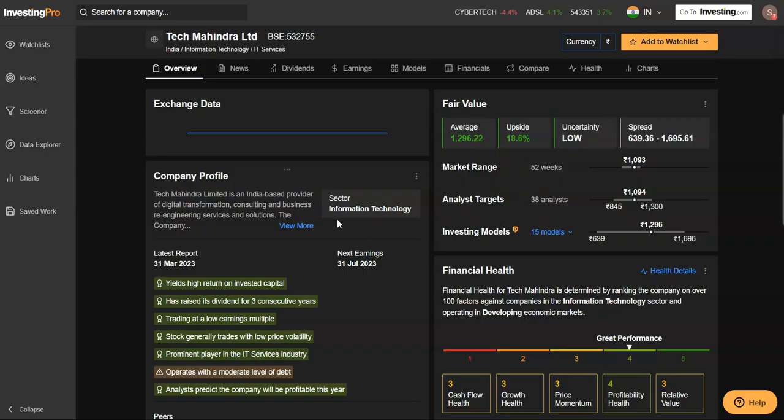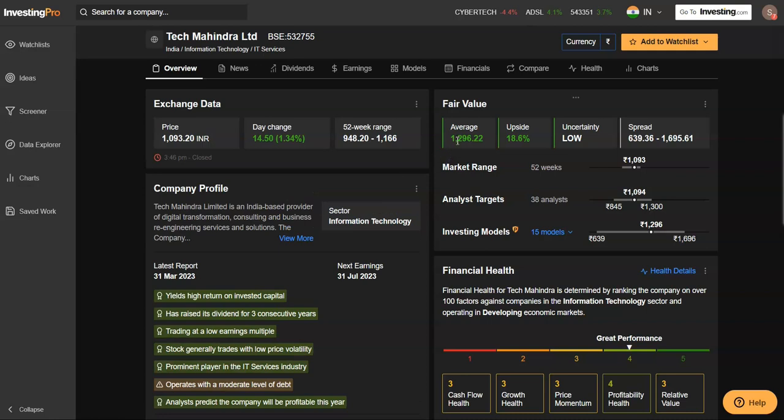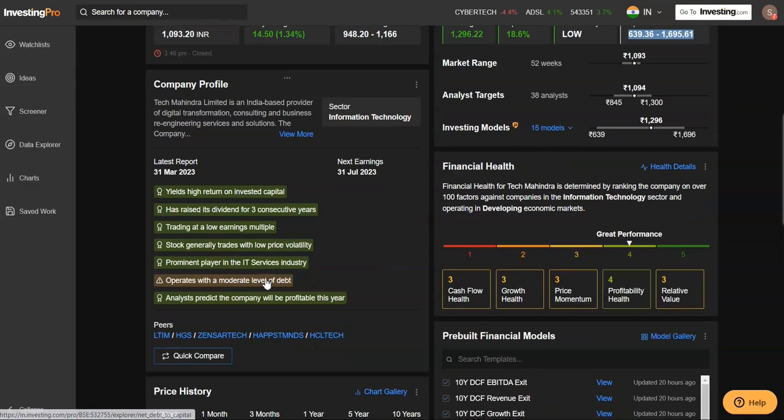Now we look into the fair value for this stock. 1296 is the fair value for this stock, which leaves a room of 18.6% upside potential, and the spread is 639 till 1695. You can look into the pros and cons of this company from here.